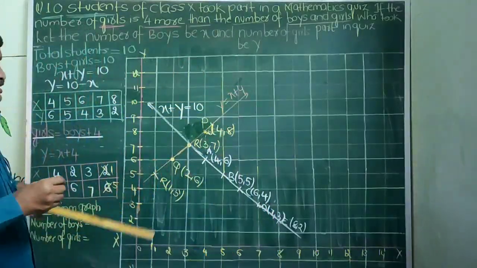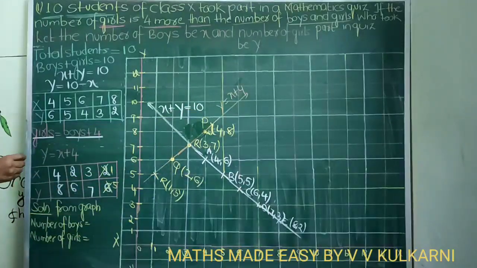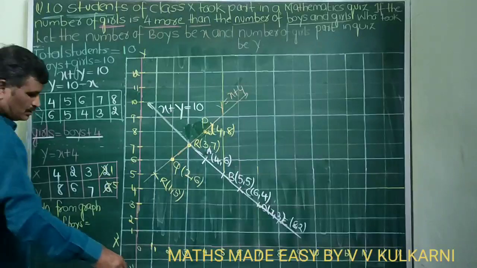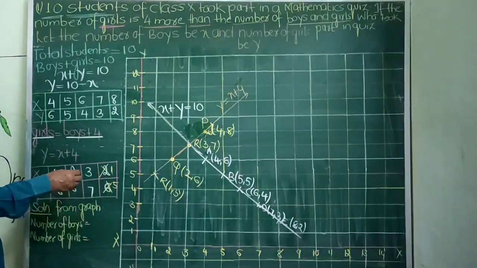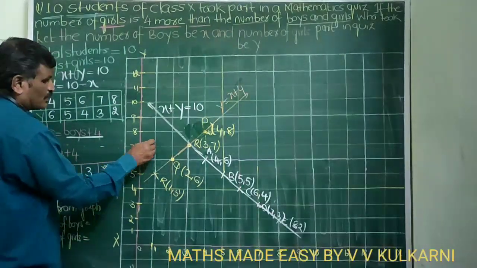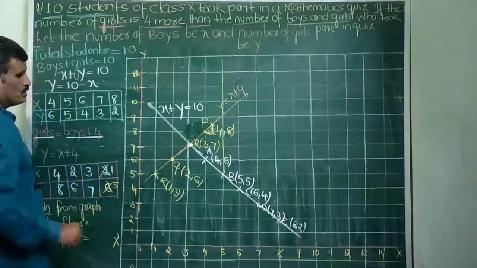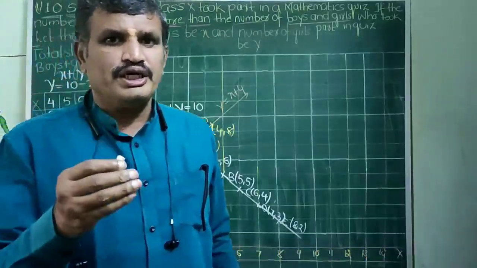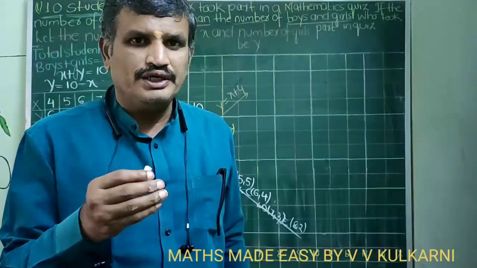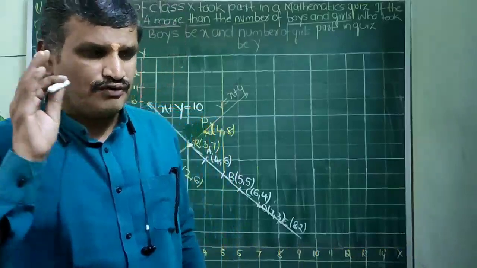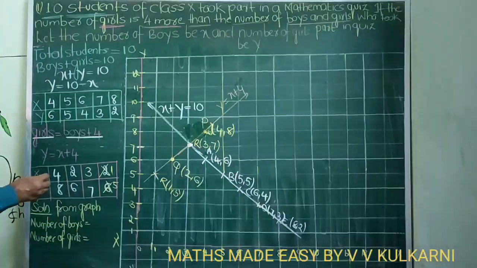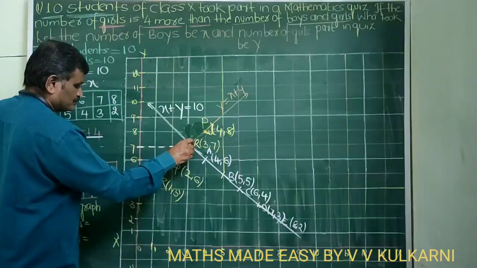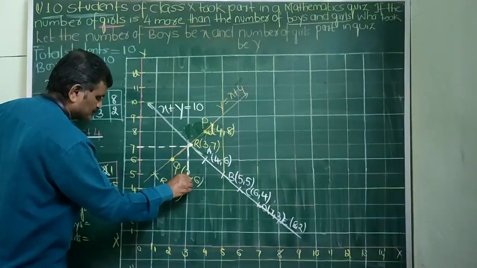Now this is the second equation. From the graph you have to find the solution. How to find the solution from the graph? You see, this is the point of intersection of the two graphs. The point of intersection of the two graphs should be taken into consideration while taking the solution of graph. How? This is the point. I'll join it here.